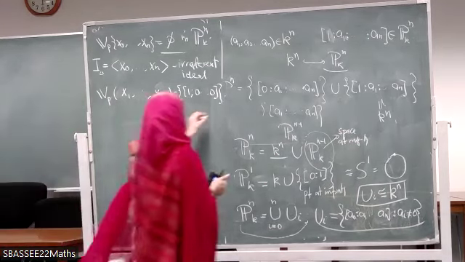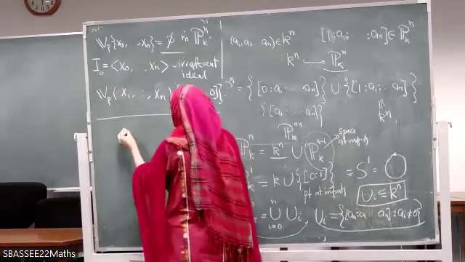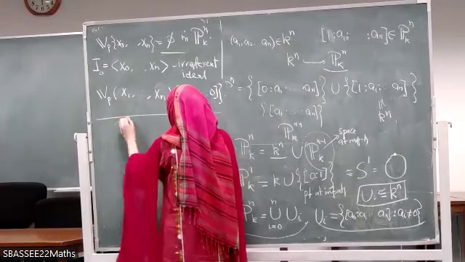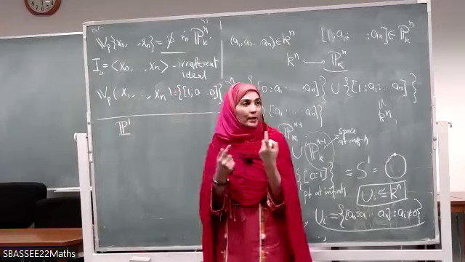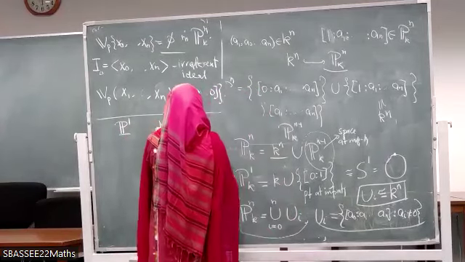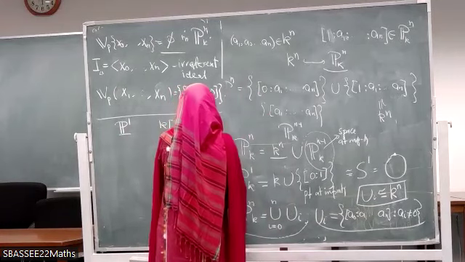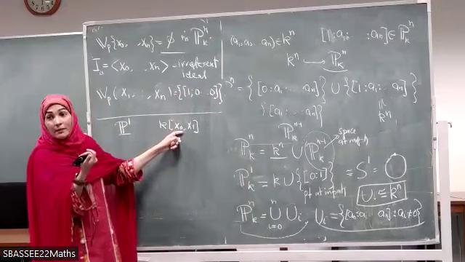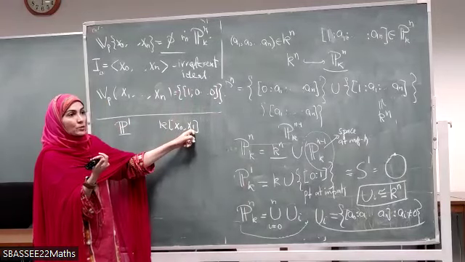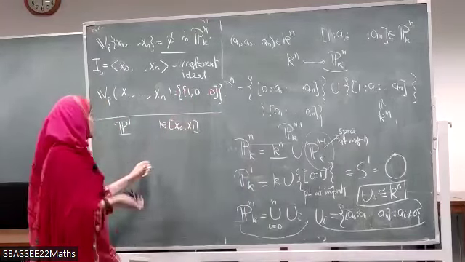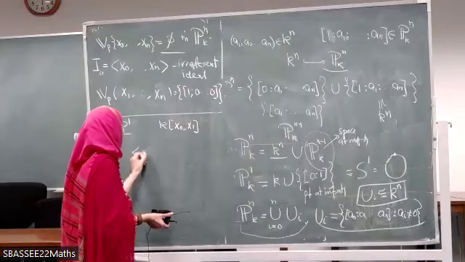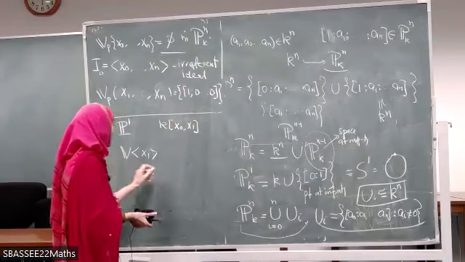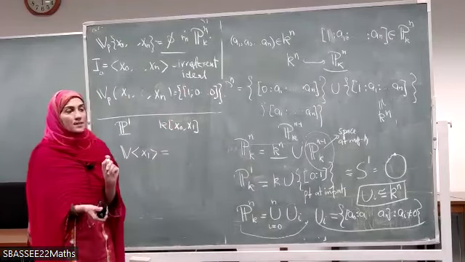Okay, let's consider this problem in P1. You have just two variables, x0 and x1. So here I know what the maximal ideal is, the irrelevant ideal that is generated by x0 and x1, right? So if I consider this ideal and I want to see what the zero set of this one is, what is the answer?